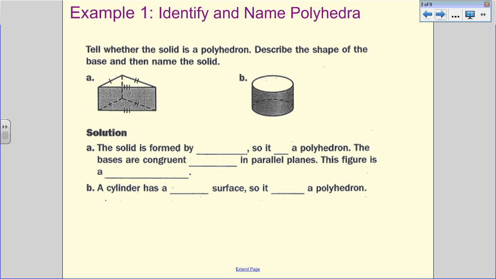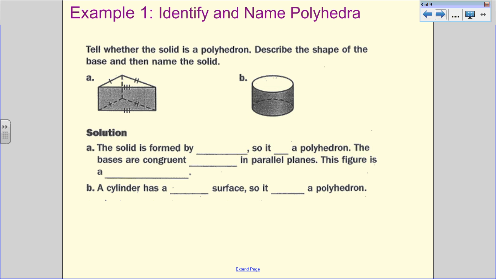All right, so example 1: identify and name polyhedrons. Tell whether the solid is a polyhedron, describe the shape of the base, and then name the solid. So we look at A. A looks like a wedge of cheese. Everything's straight, cut. And then we look at B. B is what we would call a cylinder. So it's got that curve to it.